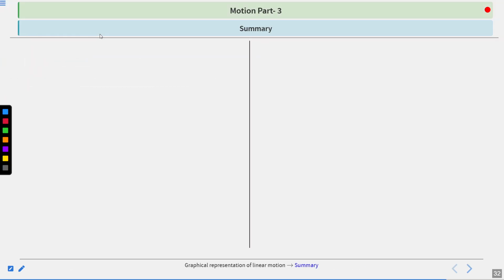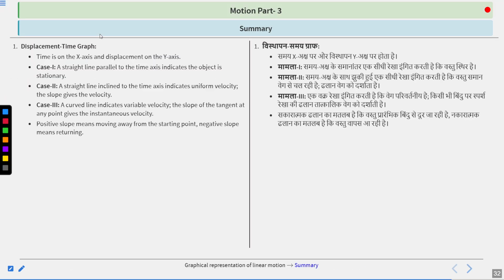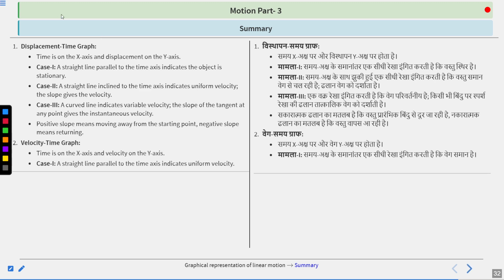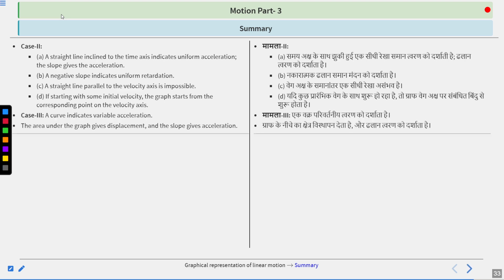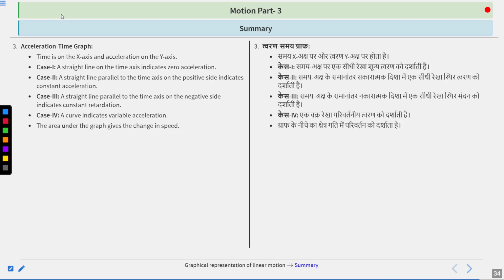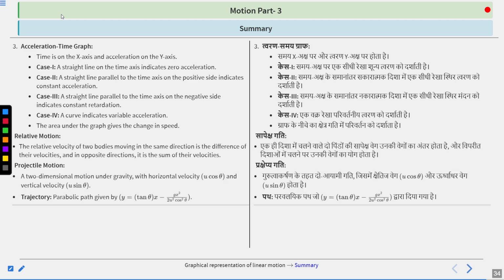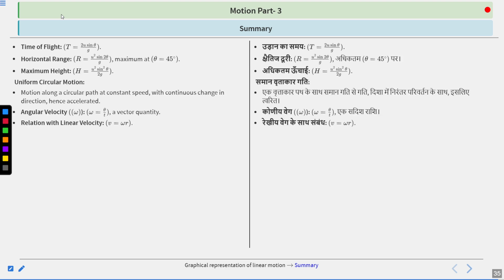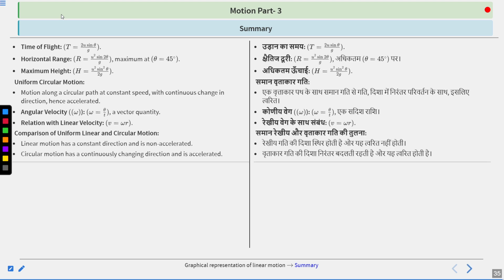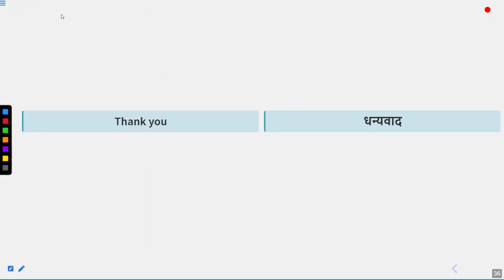Now it's time for the summary discussion. We have discussed the displacement time graph, case 1, case 2, and case 3. Velocity time graph, case 1, case 2, and case 3 also. Acceleration time graph, we discussed case 1, case 2, case 3, and case 4. Relative motion we have discussed. Projectile motion we have discussed. Trajectory we have also discussed. Time of flight, horizontal range, maximum height. In uniform circular motion, we have discussed angular velocity and its relation with linear velocity. Comparison of uniform linear and circular motion we have talked about.